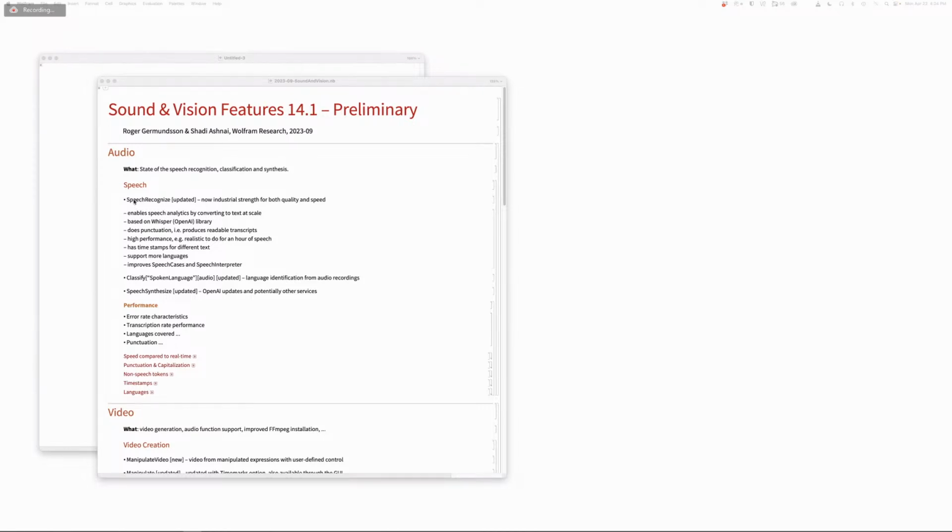So, SpeechRecognize. This is running locally, right? Correct. And what languages does it deal with? If you open it, 100 languages, yeah, it should be in the notes at the bottom.